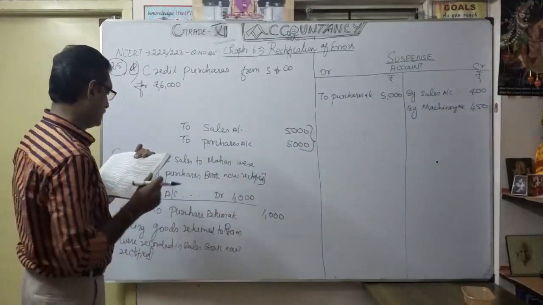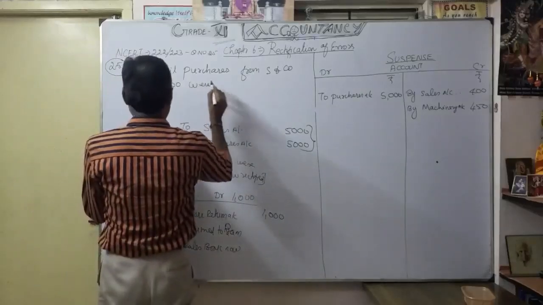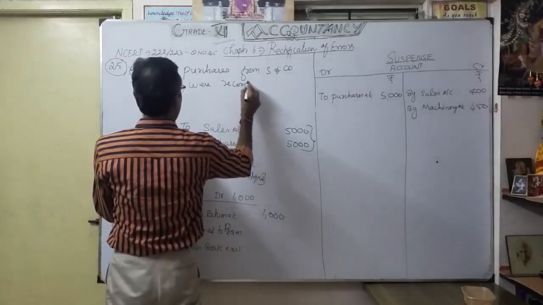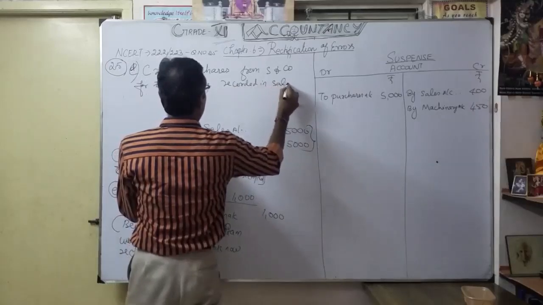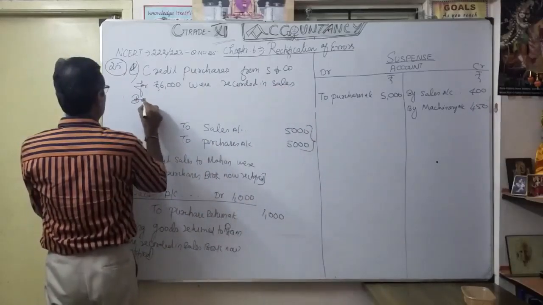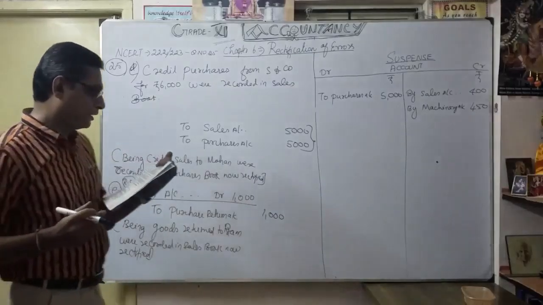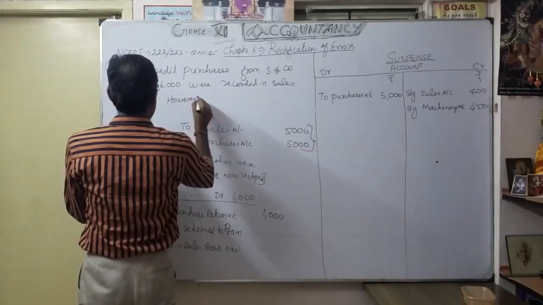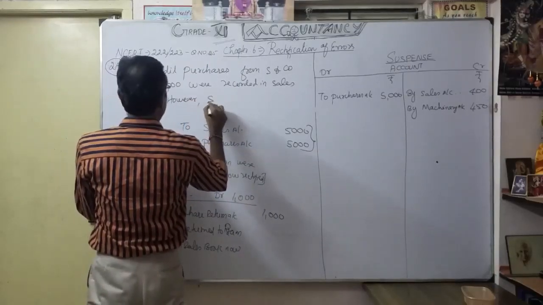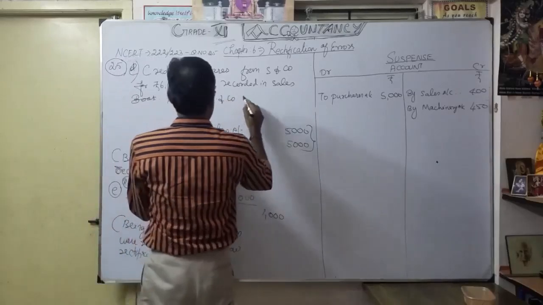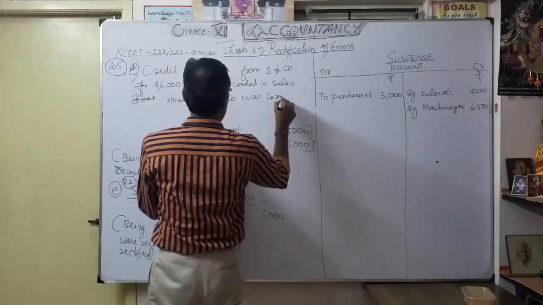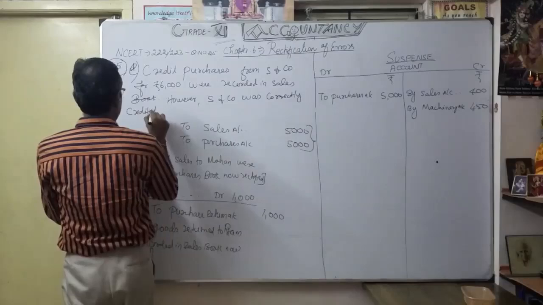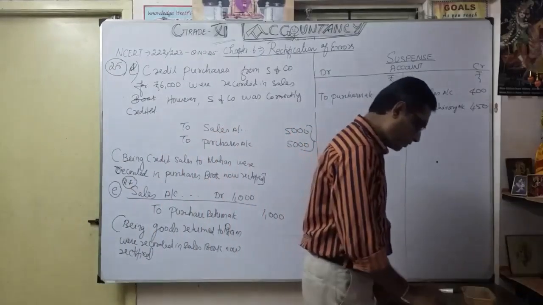Were recorded in sales book. Next line: however, S and Co were correctly credited. So now let's see how we are going to work this out.